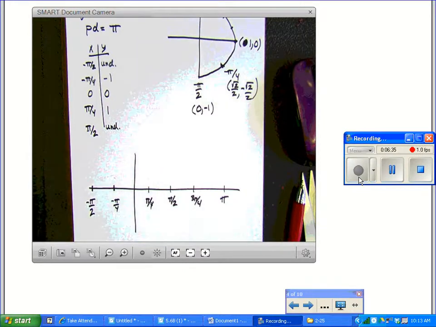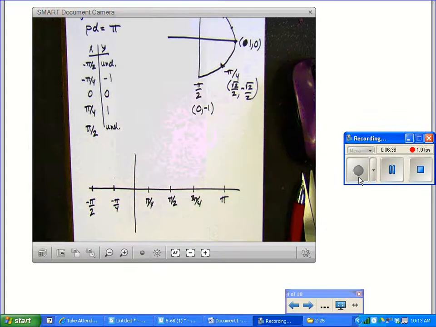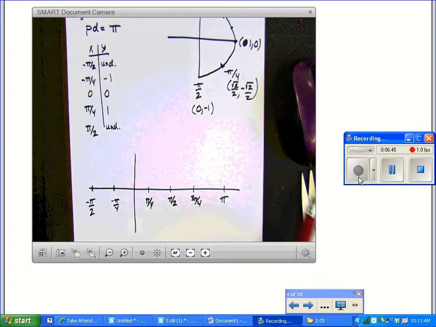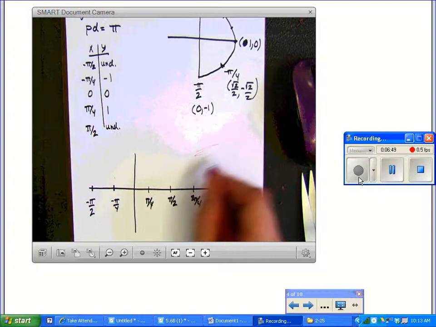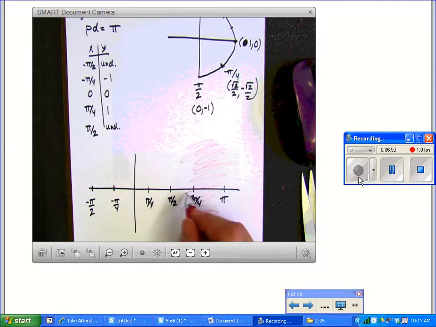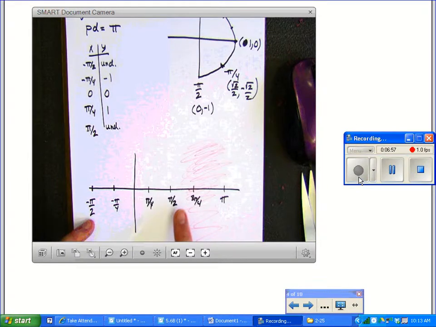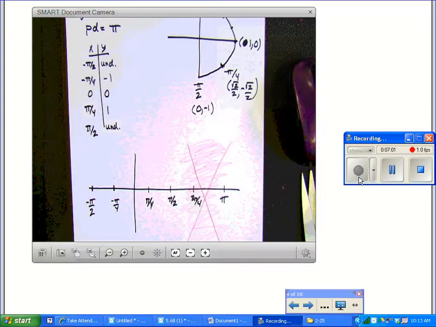So now, we only need 4 intervals there. So we don't really need these last 2. If you want to, you can leave them there, but what I do is just mark them out or erase them. So I'm not going to need any of these. There's my pi one right there. So these I'm not worried about.